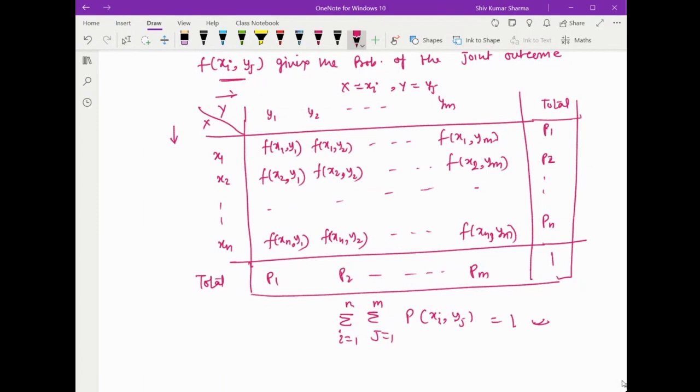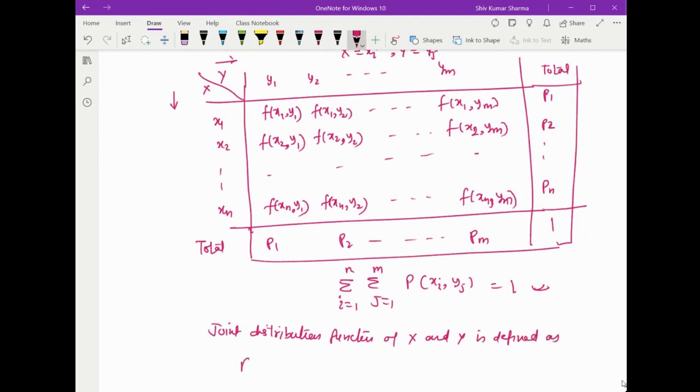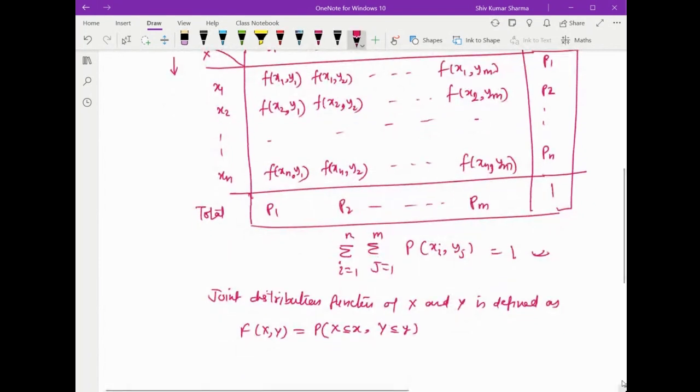So the joint distribution function of x and y we define as F of (x, y) is equal to the probability of X less than or equal to x and Y less than or equal to y, which is equal to the summation over u less than or equal to x and the summation over v less than or equal to y of the function f of (u, v). This is for the discrete case.